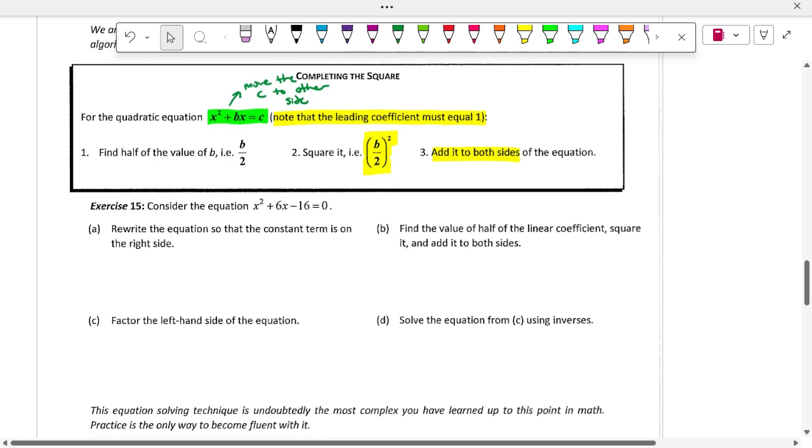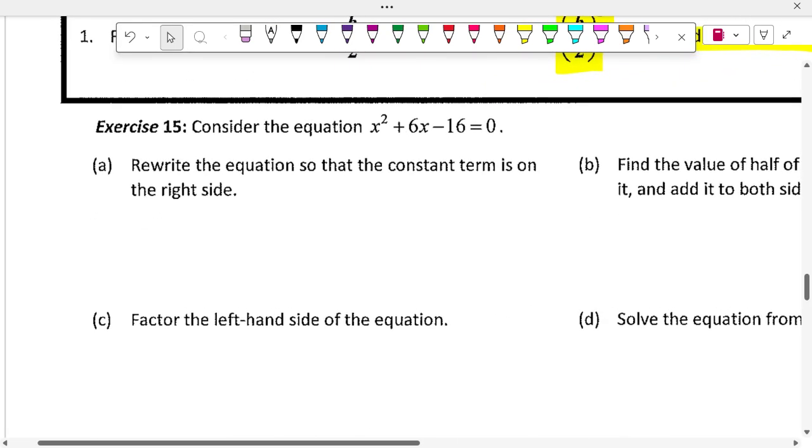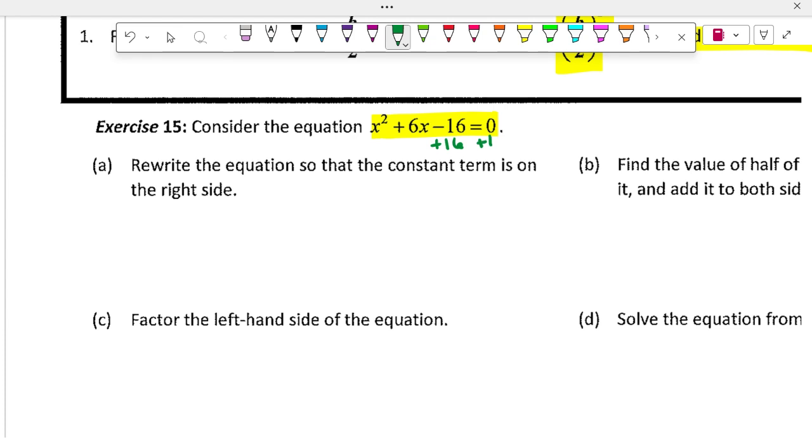All right. So let's try this. So how can I rewrite this equation so that my constant term is on the right side? Just add 16 to both sides. So I have x squared plus 6x, I'm going to draw a blank so I know something has to go there, is equal to 16. And again, I'm going to draw a blank because something has to go there.